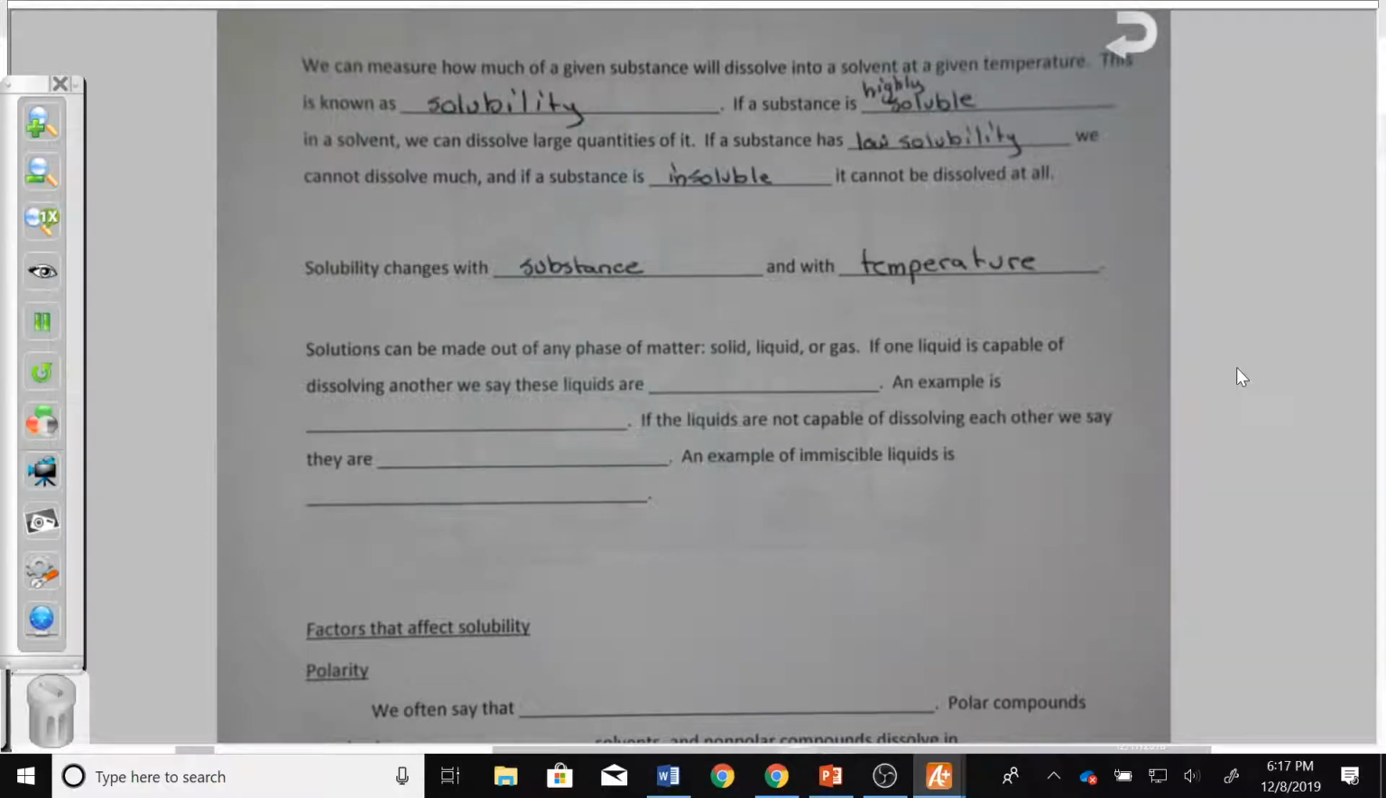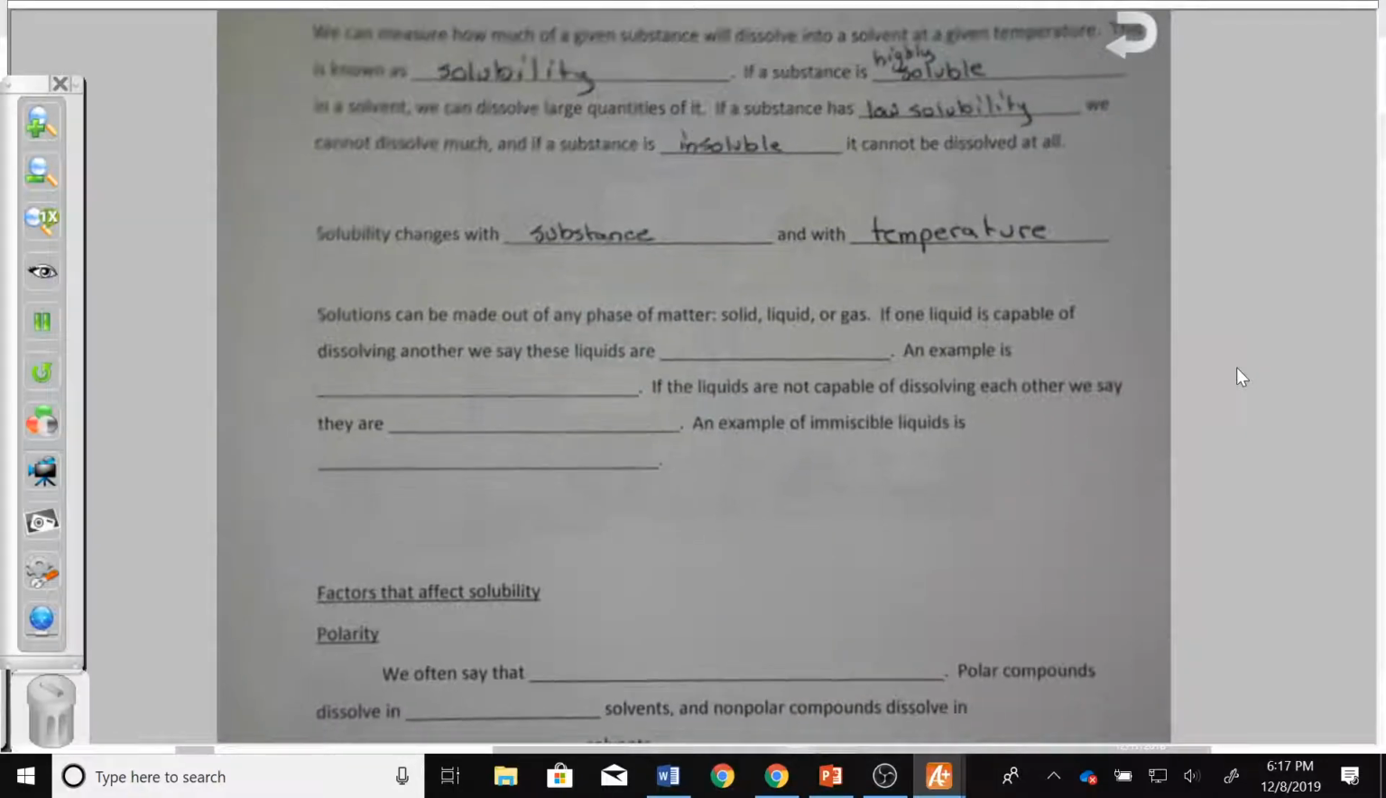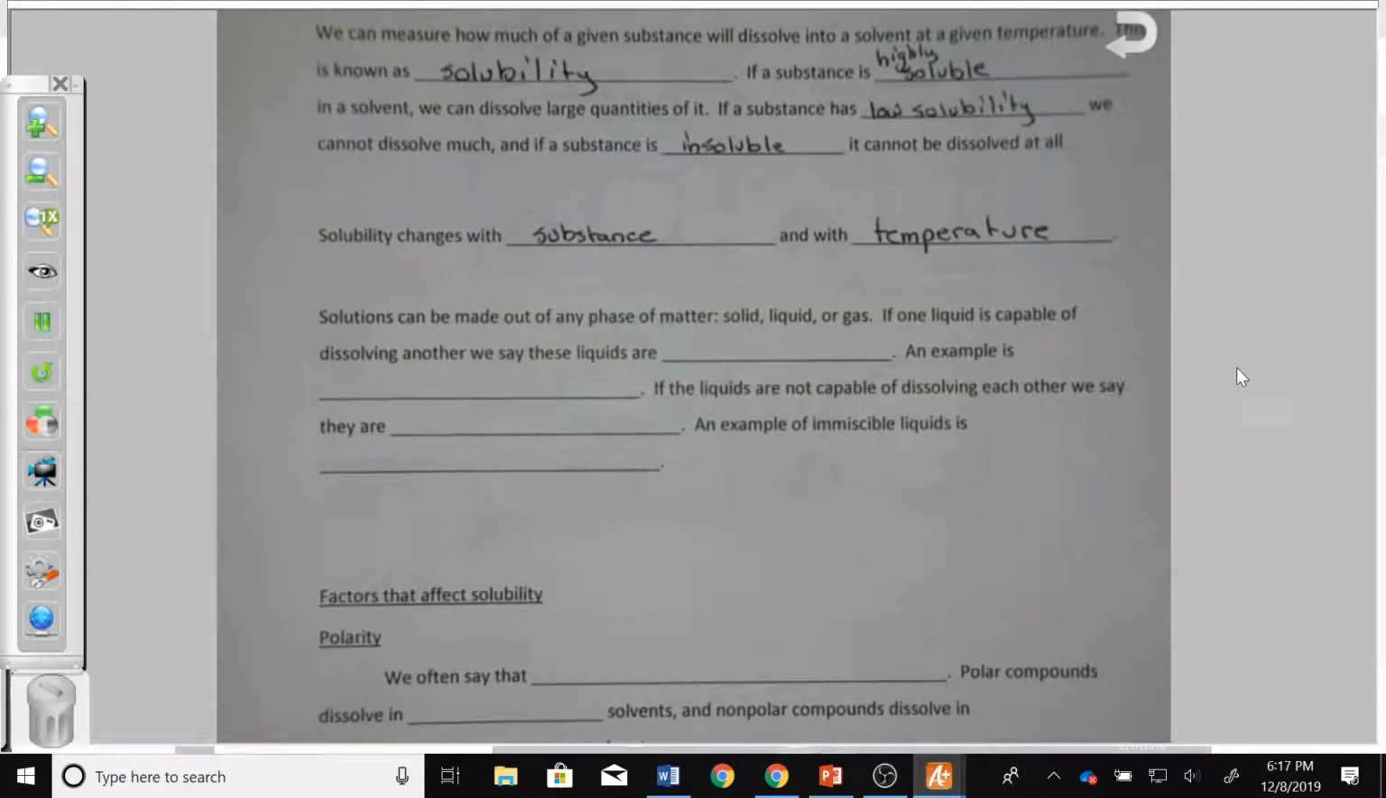Solutions can be made out of any phase of matter, solid, liquid, or gas. We kind of talked about that way back in chapter number 1, 2, somewhere back there. But if we have, for example, the air in our room, that is considered to be a solution, a homogeneous mixture of gases. We can get more specific talking about liquids.